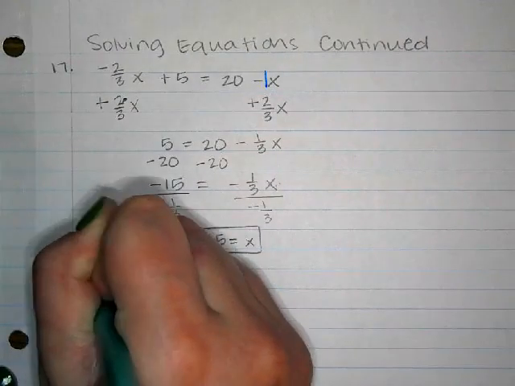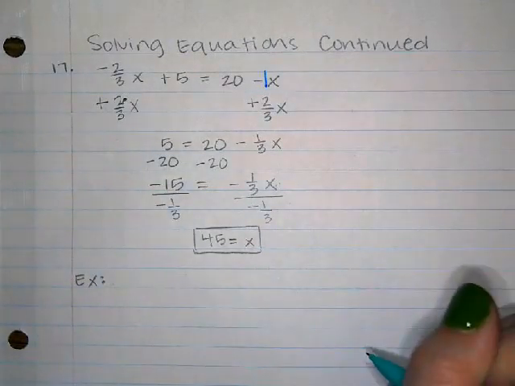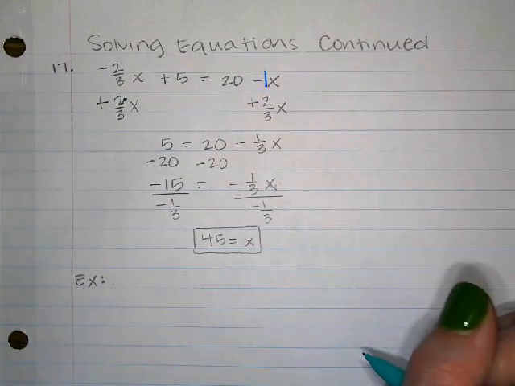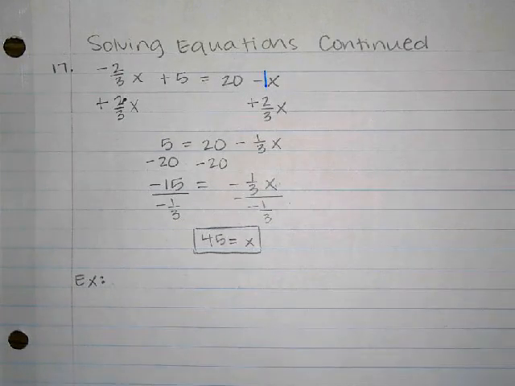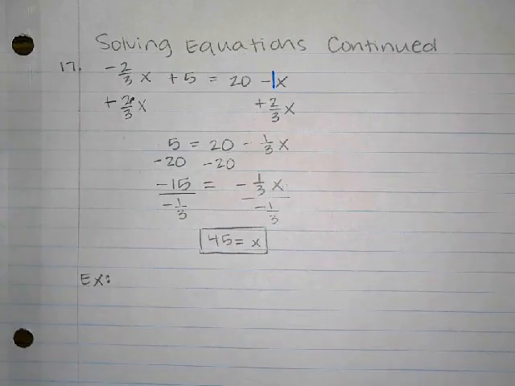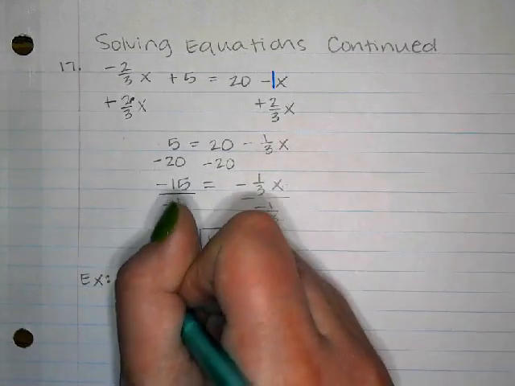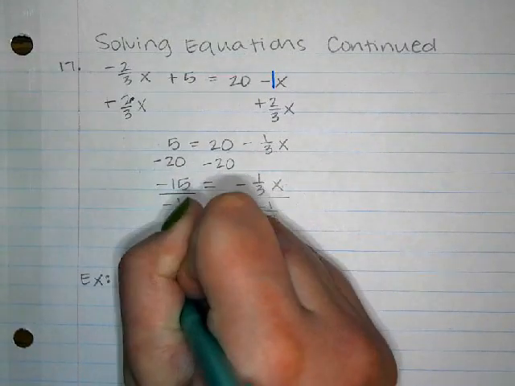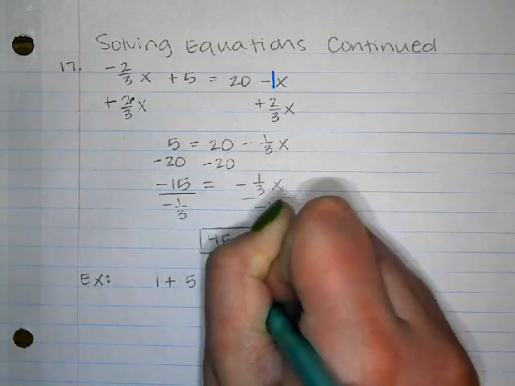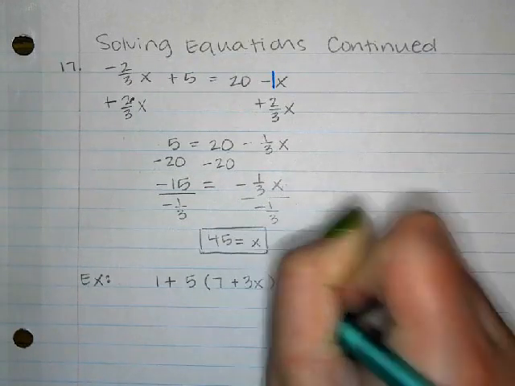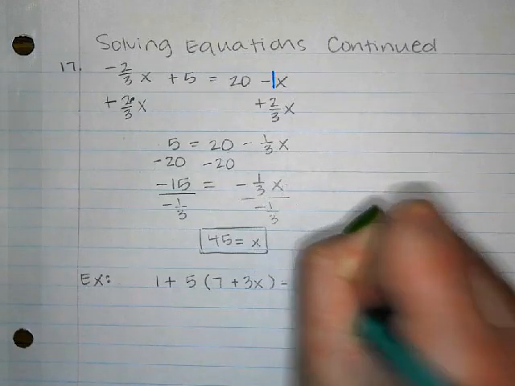Today you're going to see some problems that have parentheses in them, and I just want to make sure that we know how to handle solving equations that have parentheses. Okay, so let's go ahead and try we're going to do 1 plus 5 times 7 plus 3x equals 12x plus 5x.